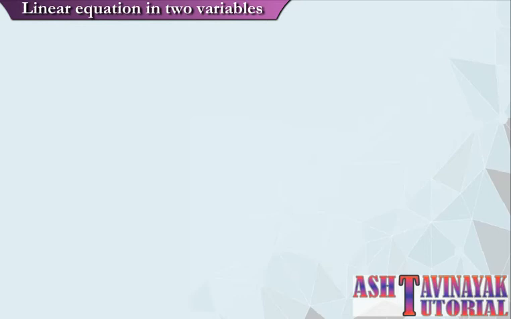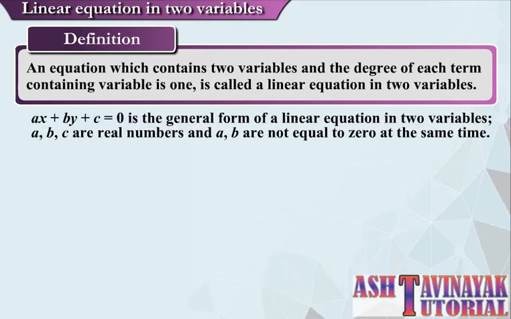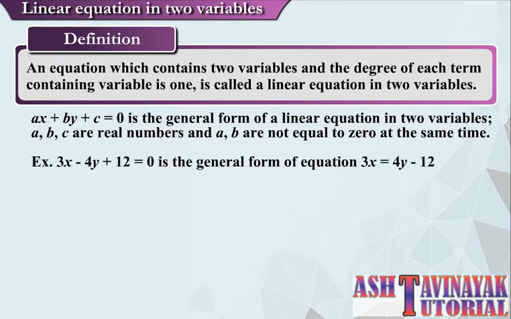Let's recall. Linear equation in two variables. An equation which contains two variables and the degree of each term containing a variable is 1 is called a linear equation in two variables. ax + by + c = 0 is the general form of a linear equation in two variables. a, b, c are real numbers and a, b are not equal to 0 at the same time. Example, 3x - 4y + 12 = 0 is the general form of the equation 3x = 4y - 12.